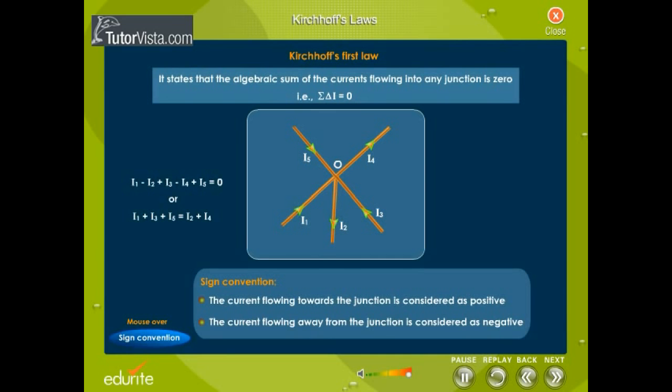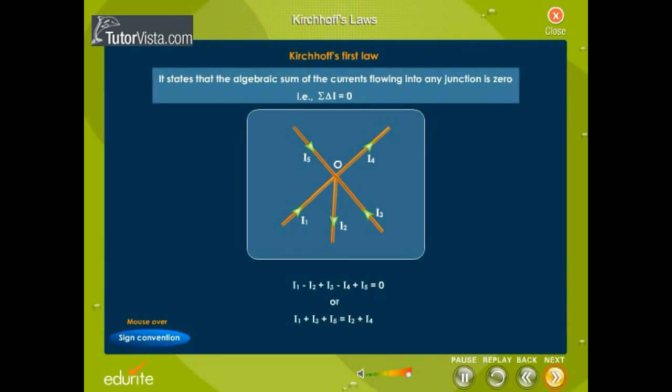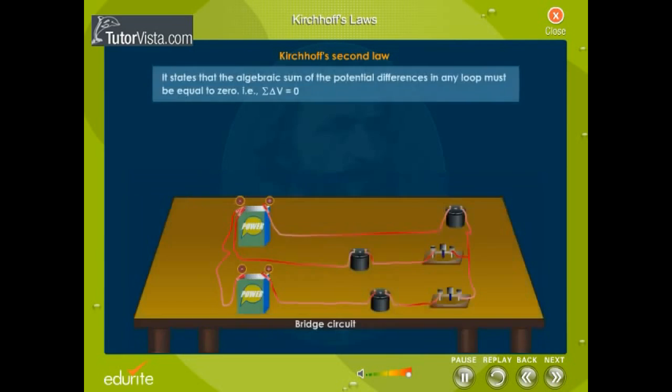Or I1 plus I3 plus I5 is equal to I2 plus I4. The total current towards the junction equals the total current away from the junction. This law is in accordance with the law of conservation of charge. Kirchhoff's second law states that the algebraic sum of the potential differences in any loop must be equal to zero. That is, the sum of the EMFs of the sources of energy in the circuit and the potential drops across the resistive elements is equal to zero.